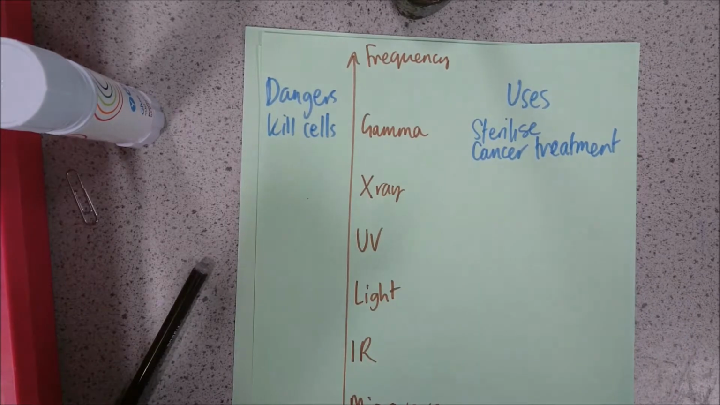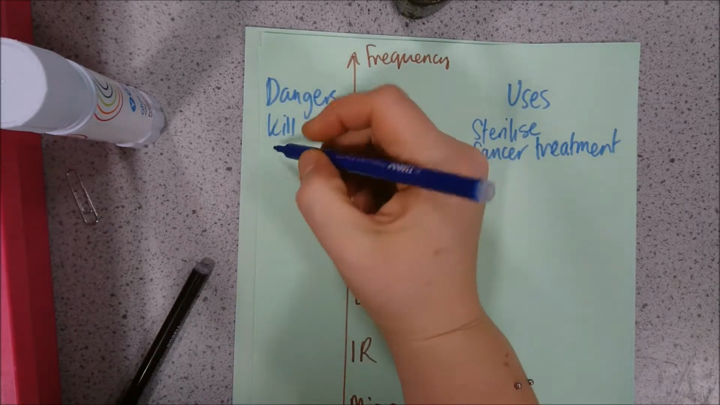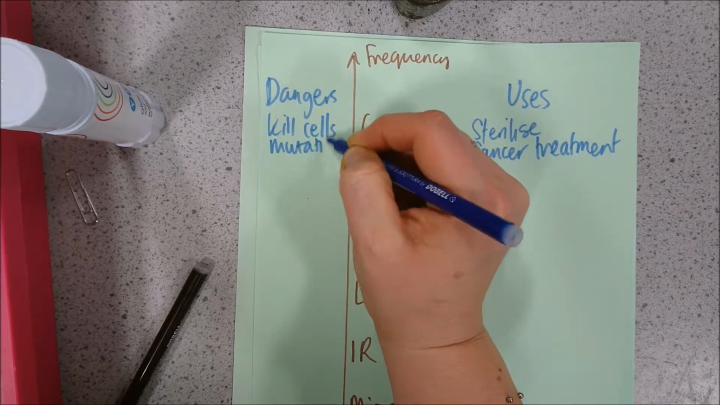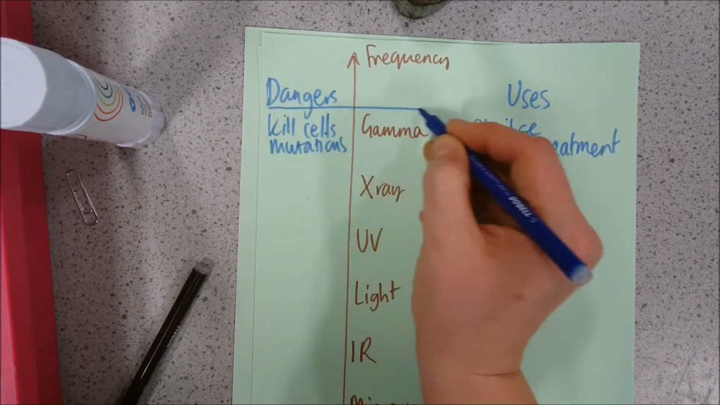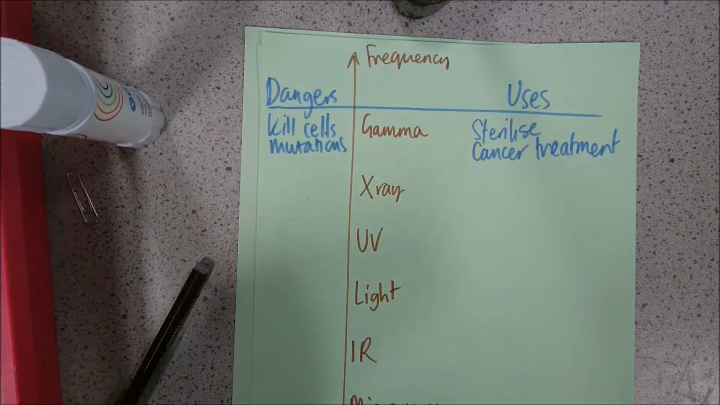So we have to use a very, very precise, small amount of gamma radiation to do those. Okay, and they can also cause mutations in cells, which can lead to cancer. Okay, but sterilizing equipment and cancer treatment, very useful.